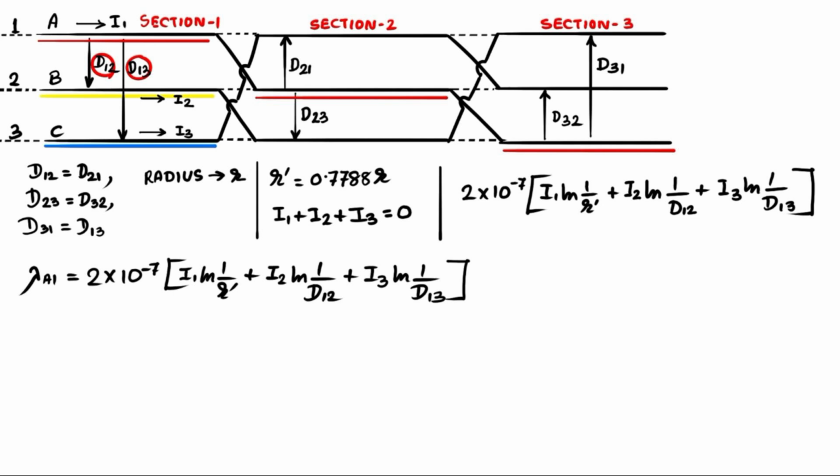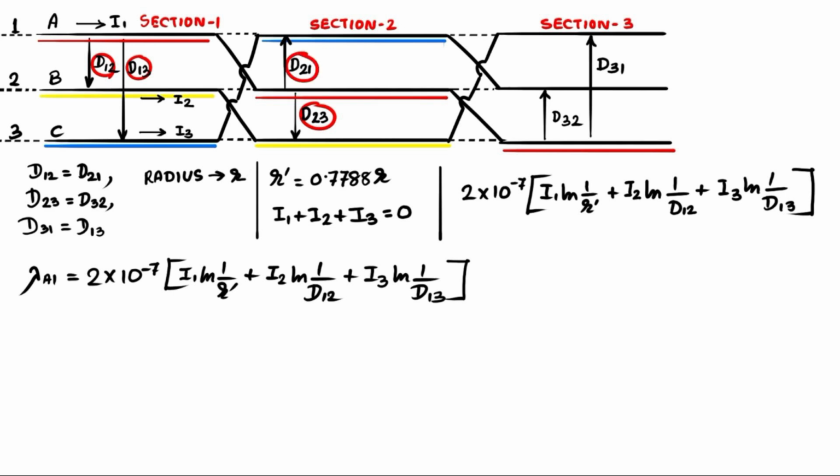Now let us move to section 2. After the first transposition, conductor A shifts to the middle position, conductor C occupies the top position, and conductor B occupies the bottom position. Because the physical position of conductor A has changed, the distances between conductor A and the other two conductors also change. The distance between conductor A and conductor B now becomes d23, while the distance between conductor A and conductor C becomes d21.